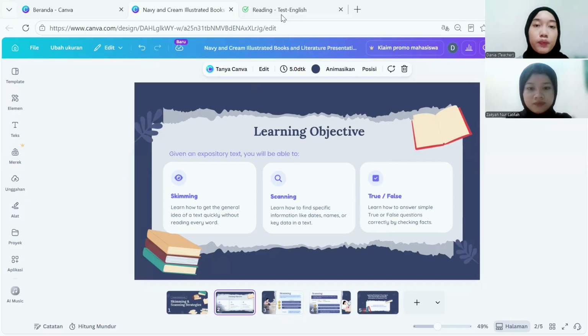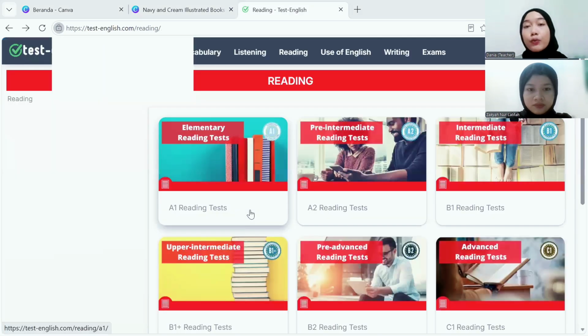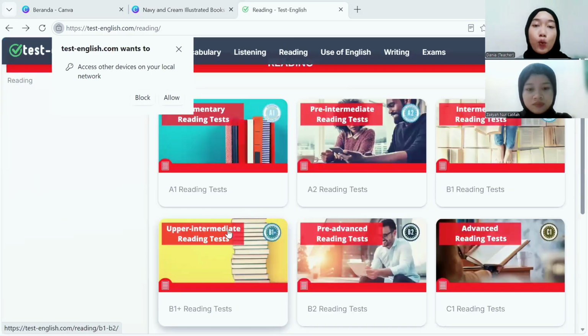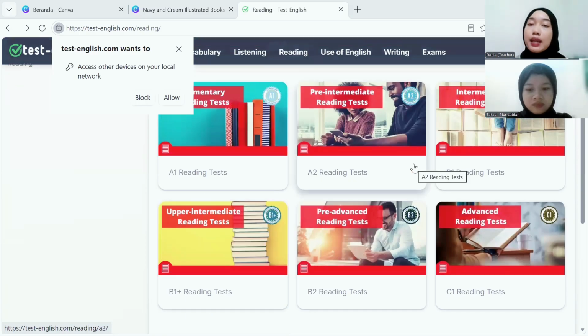Students, this is the appearance of the Test English website. Test English is a free online platform for learning and practicing English. It provides high quality reading exercises that are organized by level, for example from A1 to C1. Each task will help you practice finding main ideas and detailed information. It is very useful for improving your reading skills. Is it interesting? Yes, very interesting, Miss.